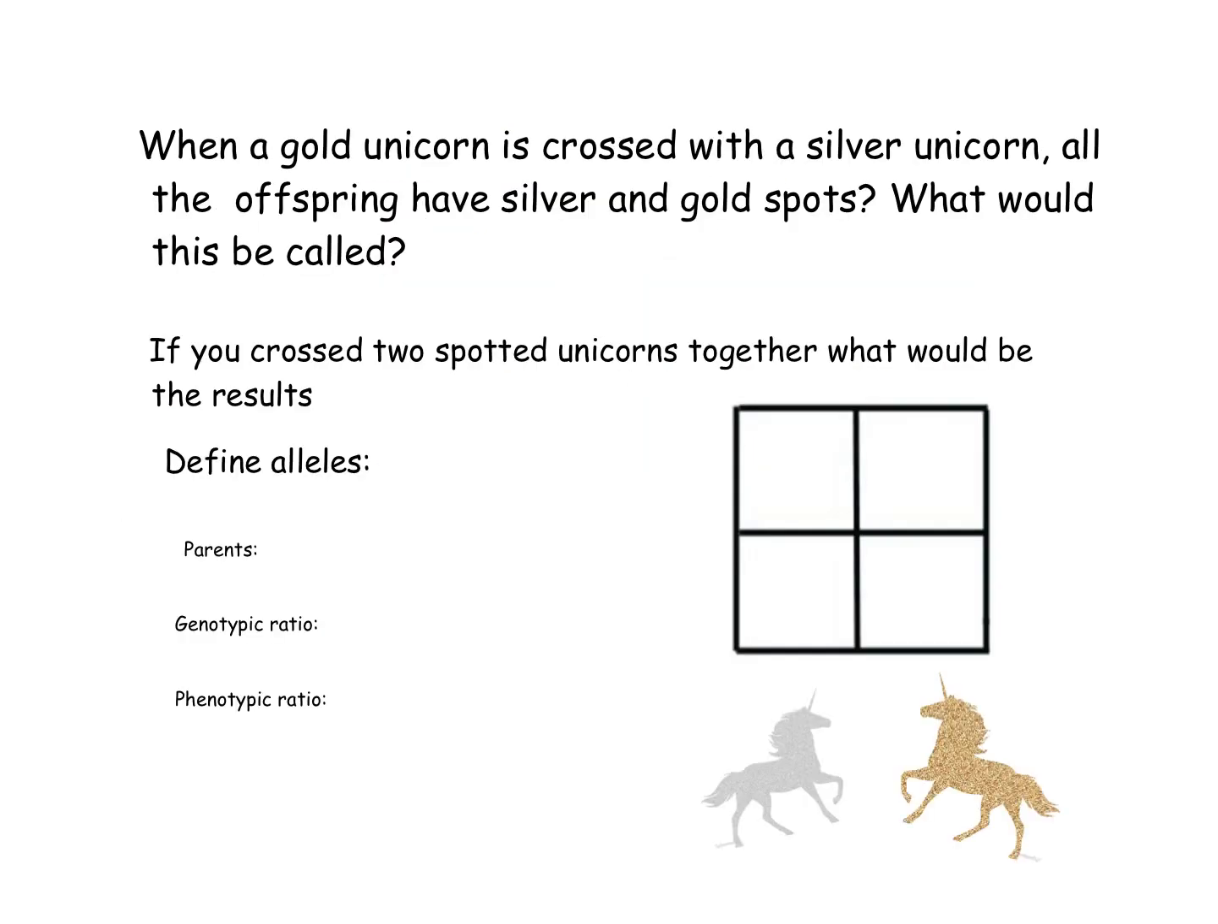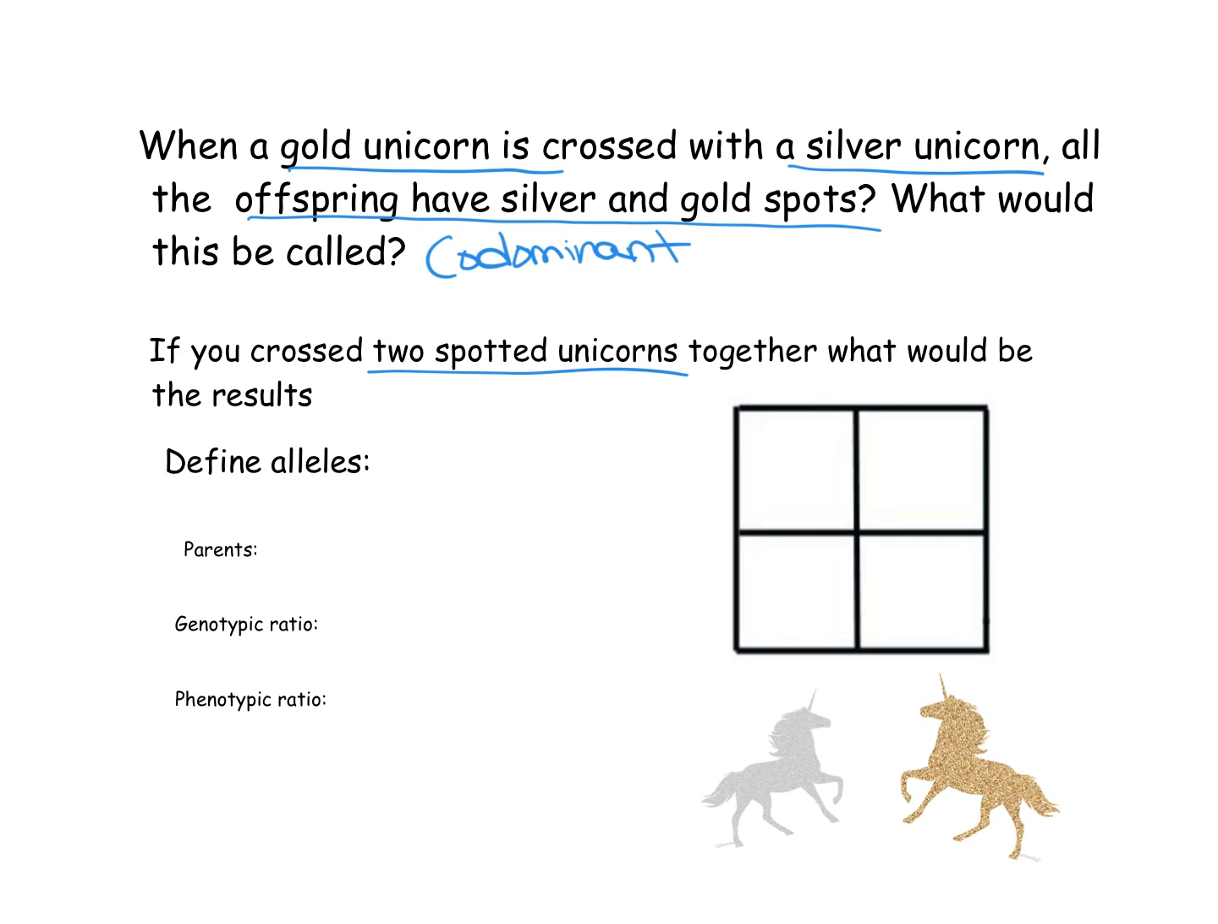Let's try another example. Gold unicorn is crossed with a silver unicorn. Now all the offspring have silver and gold spots. Because I see both traits at the exact same time, we call this codominant. They're cooperating together. So if we cross 2 spotted unicorns together, we want to know the genotypic and phenotypic results.